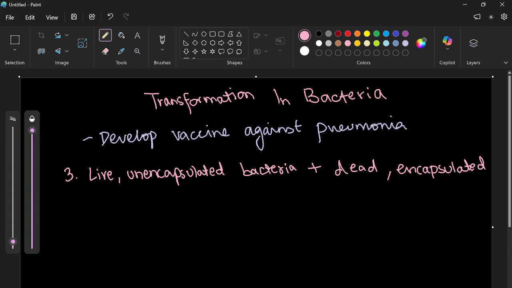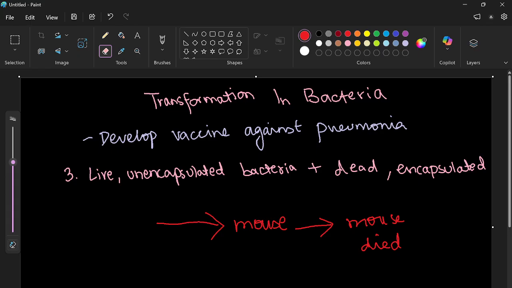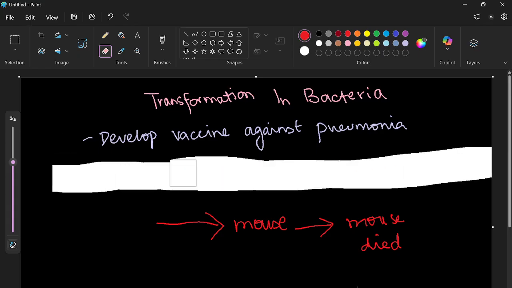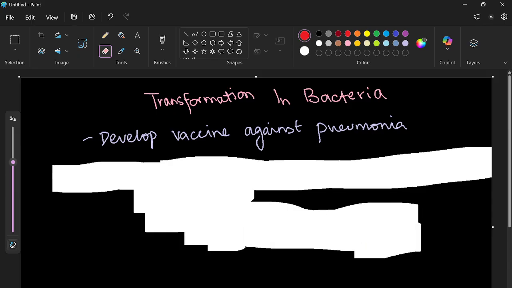Okay, so what will happen when they are introduced into the mouse? You must guess what will happen. So basically, what happened was very surprising: the mouse died. This is very surprising because the injection had the live unencapsulated bacteria, which was meant to be avirulent, and the dead encapsulated bacteria, which was also meant to be avirulent. So what happened was surprising for Griffith, and this was the basic introduction to the topic of transformation, which was discovered then. So basically, many discoveries were made, and hence the conclusion was that.